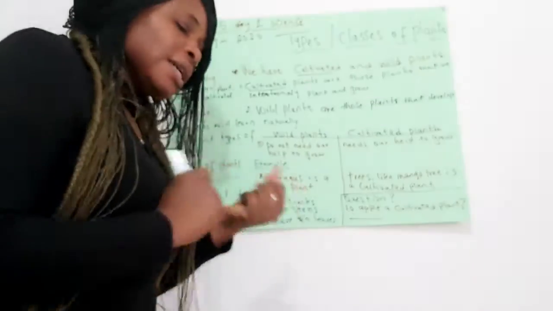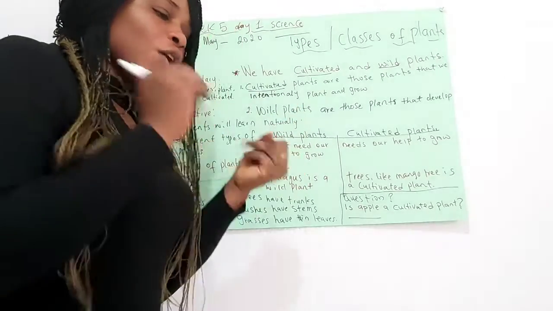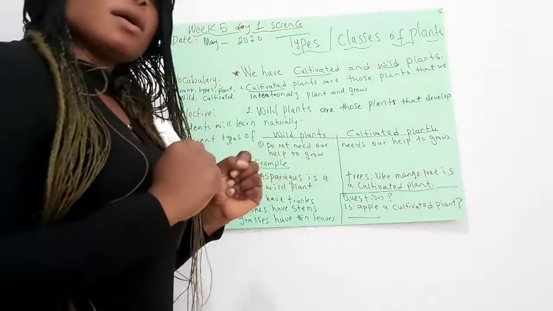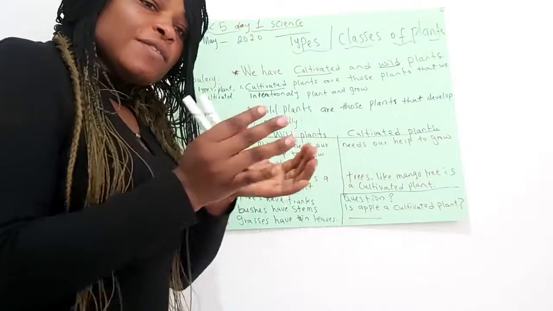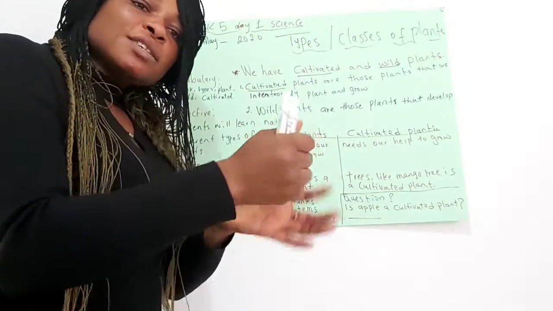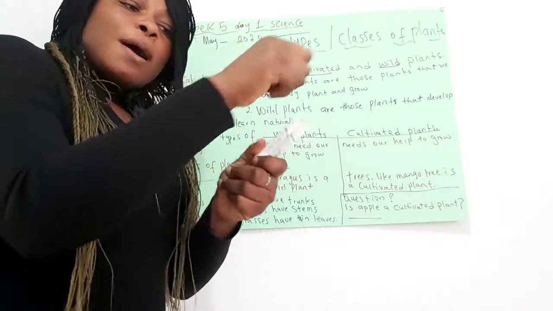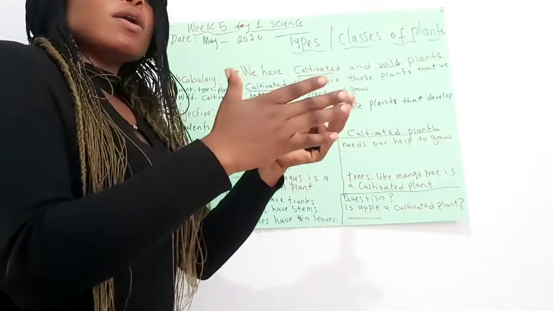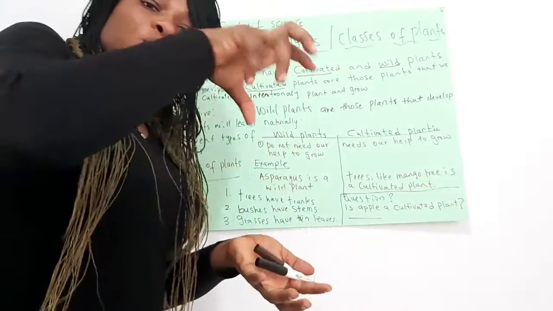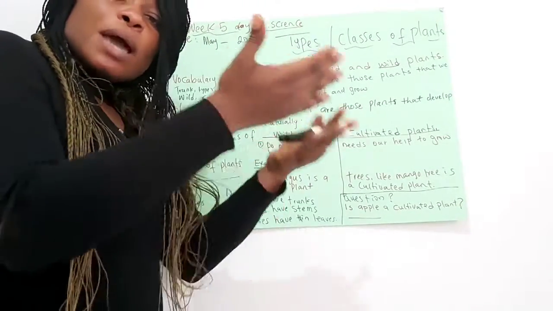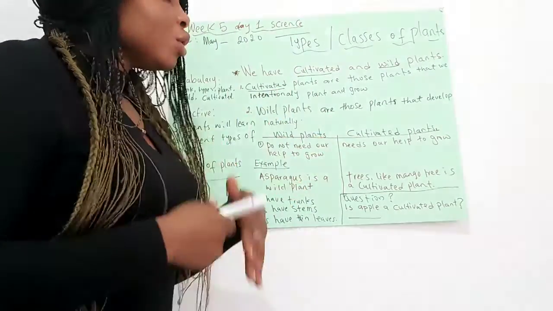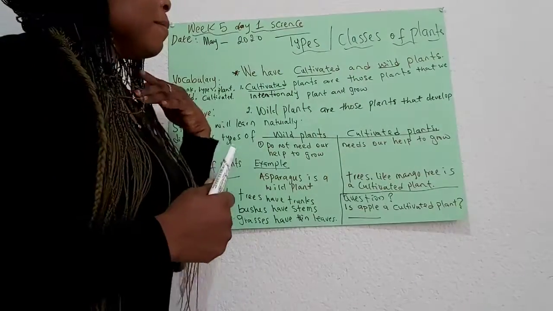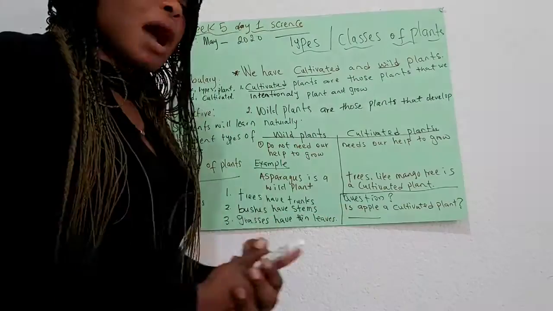We need to water them. We need to check on them to see if they are growing well, and to position them very well. We can sometimes use sticks to attach to the ones that need help, something to lean on. We put water on them in order to help them to do what? To grow. Those are cultivated plants, because they need our help to grow.